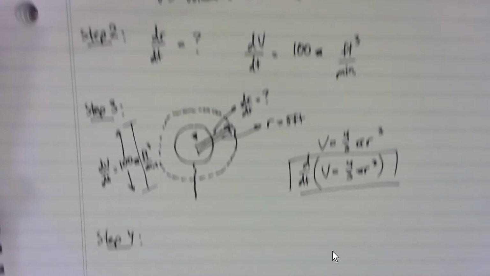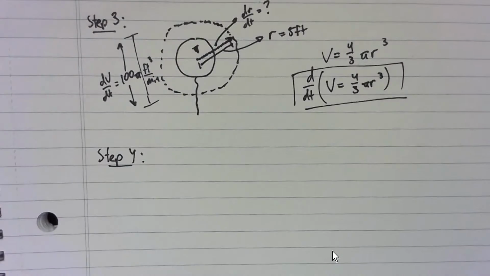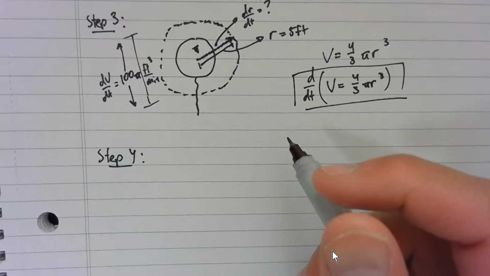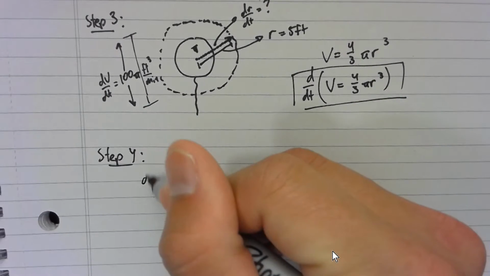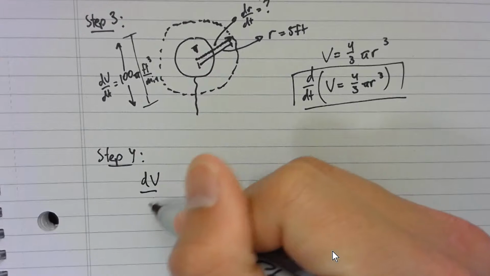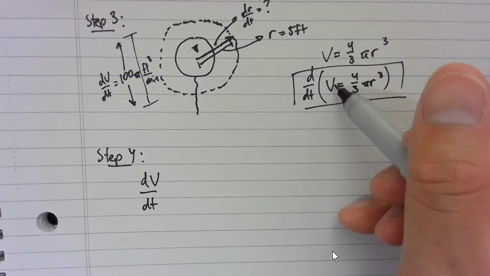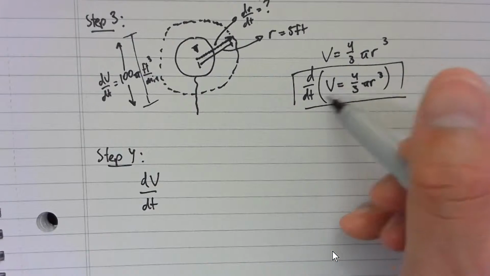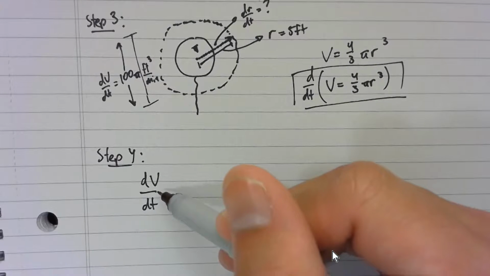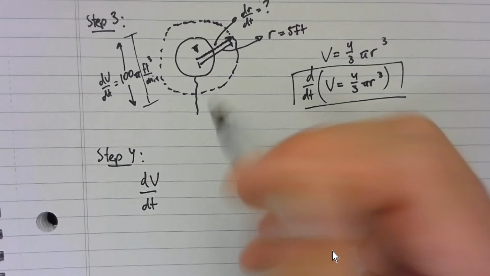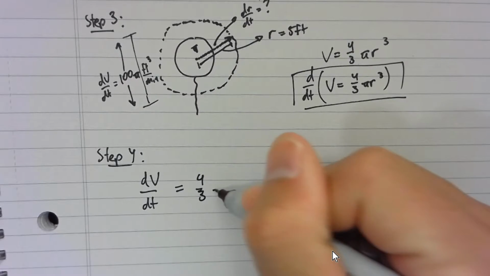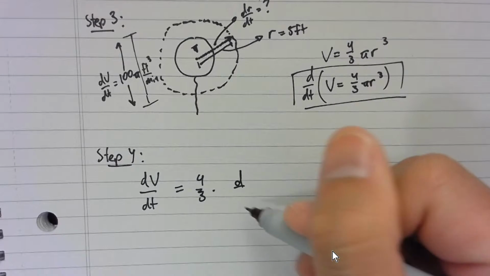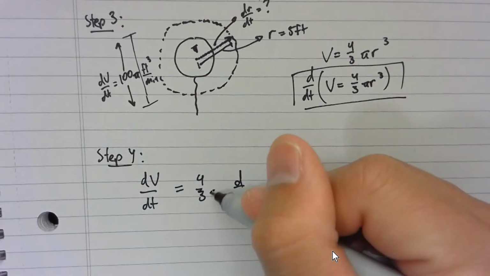Okay, actually let's put this down here. So step 4 will then be to actually take the derivative of this. So on this side it would just be dV with respect to t, because the derivative of V would be 1, but then you have to do the derivative of the inside function, so that'd be dV with respect to t. And then this would be 4/3 is constant times 4/3 pi. That's all constant.